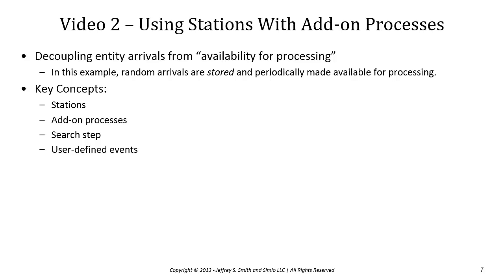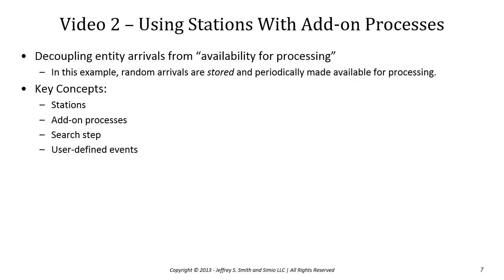In this video, we'll do a simple example that demonstrates how to use Simio stations, and we will use the add-on processes to implement the station logic. The example we're doing is a totally made-up example where we are decoupling entity arrivals from their availability for processing. We're going to have random arrivals, and those random arrivals will be stored and then periodically moved into position to be processed.